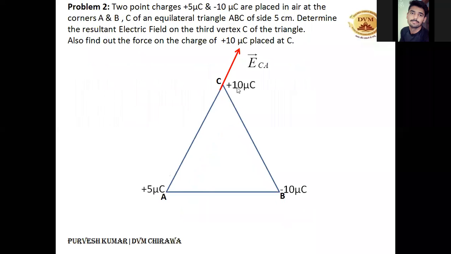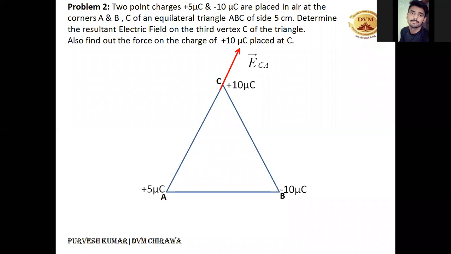This plus 10 microcoulomb will be placed later on at vertex C. It is not placed now. At present, there is no charge at C because we are finding the electric field at this point. So no charge is present over here. It will be placed later on because the question says that if a 10 microcoulomb charge is placed at C, what will be the force on that 10 microcoulomb charge?